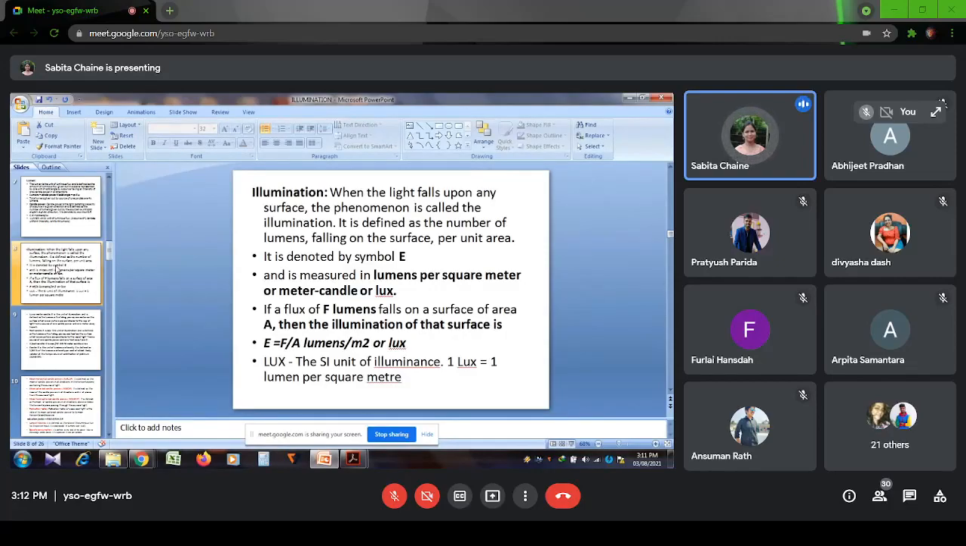So when light falls upon any surface, the phenomenon is called illumination, and it is defined as the number of lumens falling on the surface per unit area. So illumination is defined as lumen per square meter, and the unit of illumination is lux.